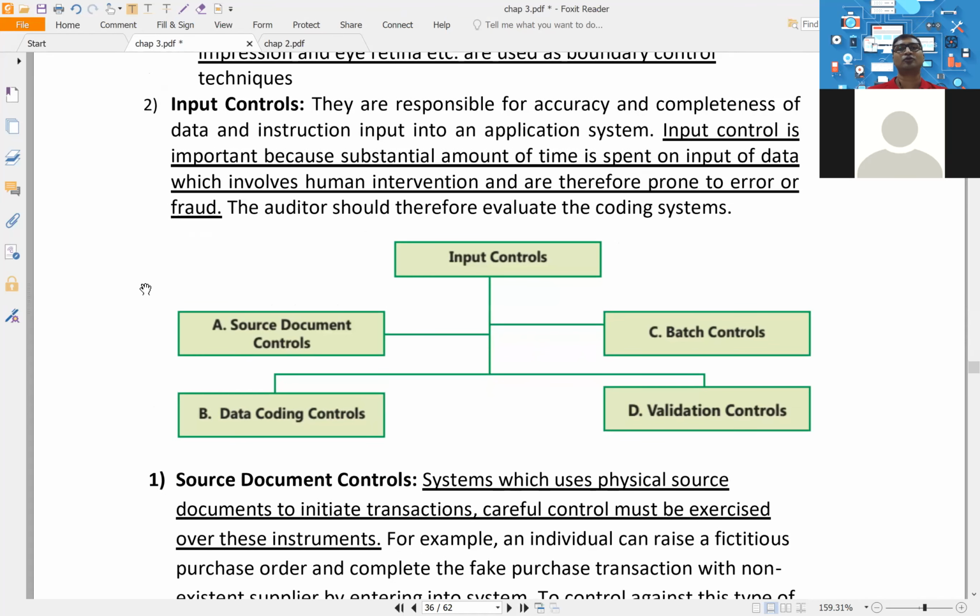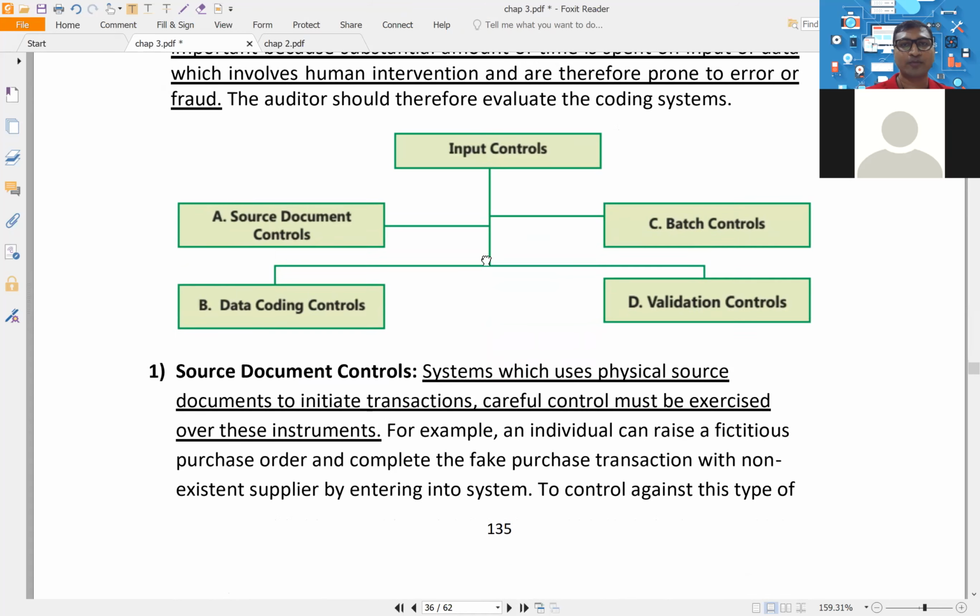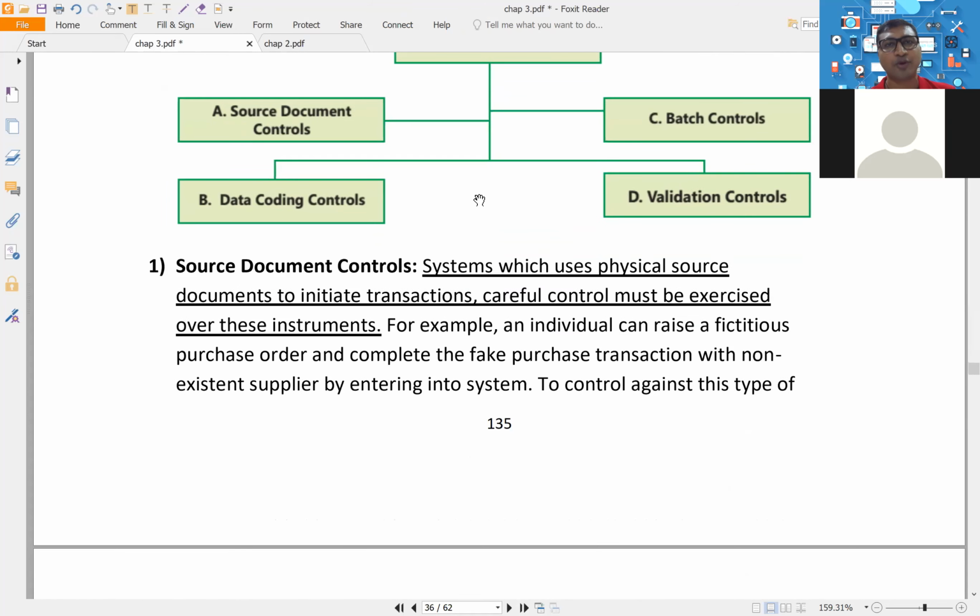Now input controls are one of the important controls. There are 4 parts of input. Source document. Source document is nothing but something called invoices. You should design your invoices very carefully so that you can restrict the fraud in your organizations. That is what is called source document.